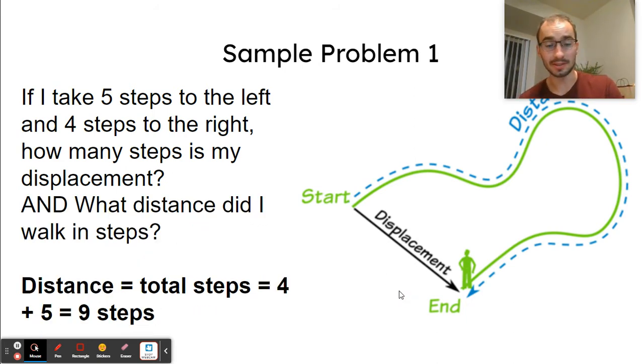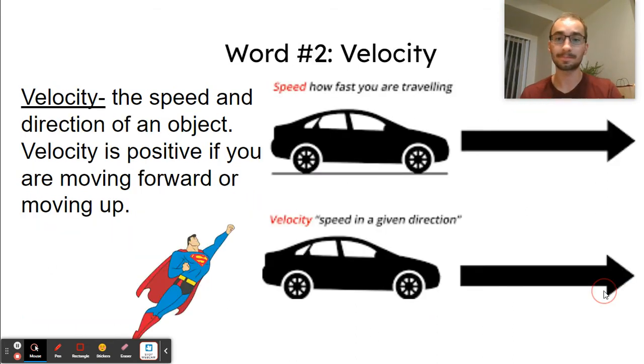The total distance is all the steps. It doesn't care what direction. So it'll be 4 plus 5, so 9 steps. That's the total distance. Displacement is shorter, so it's only 1.